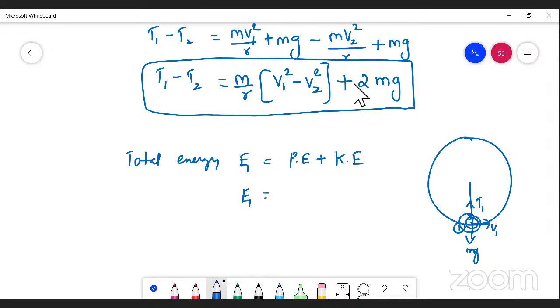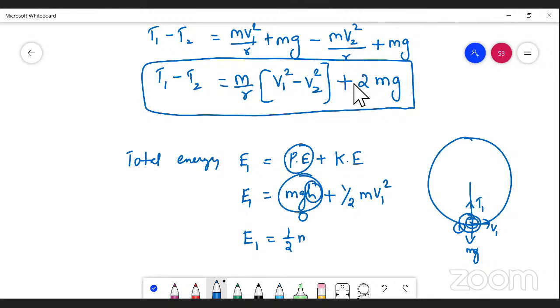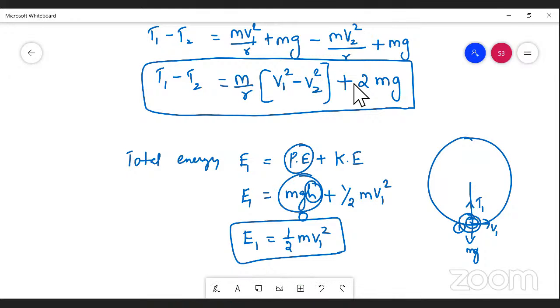So E1 is equal to potential energy, formula mgh, plus kinetic energy, formula half m v square. Here h is 0, which is why the potential energy is 0. So E1 is equal to 1 by 2 m v1 square. E1 is the total energy at the lowest point, point 1.